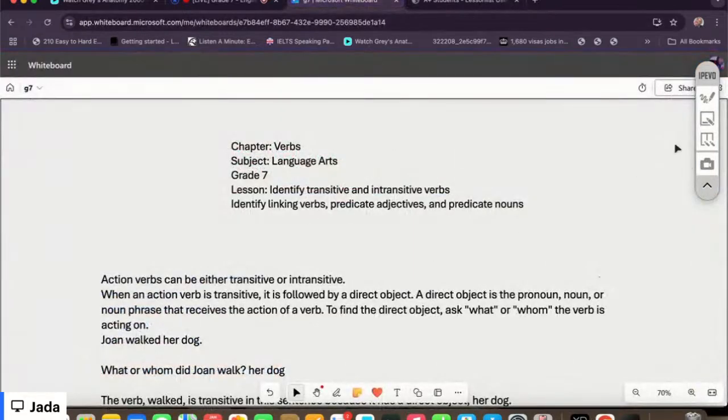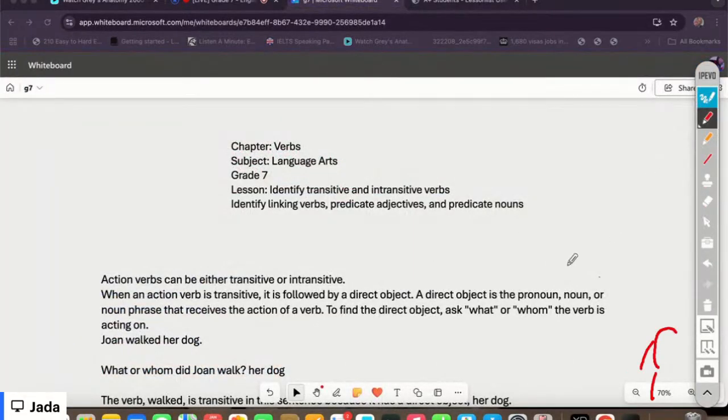Today we'll continue our lessons from verbs. We have two more lessons left to complete under the chapter verbs from grade 7.